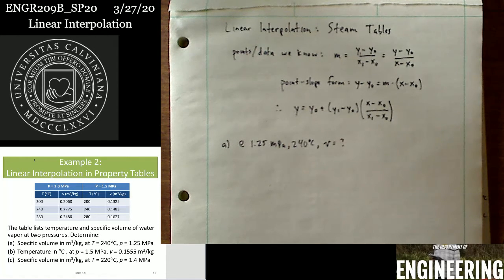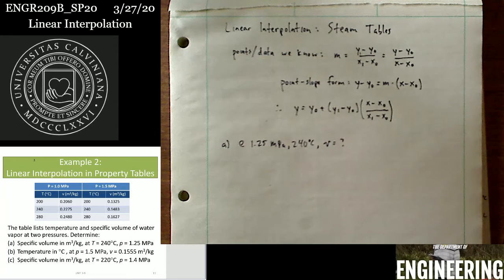This is a video on the subject of linear interpolation in a steam table. If we look at example 2 there, we can see that on the slide we're given two sets of information, basically at two different pressures. So we have a pressure of 1 megapascal, and you can see that 200 degrees C corresponds to a specific volume of 0.2060 meters cubed per kilogram.